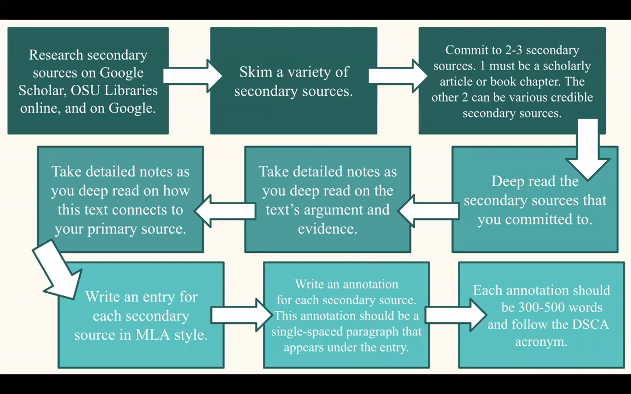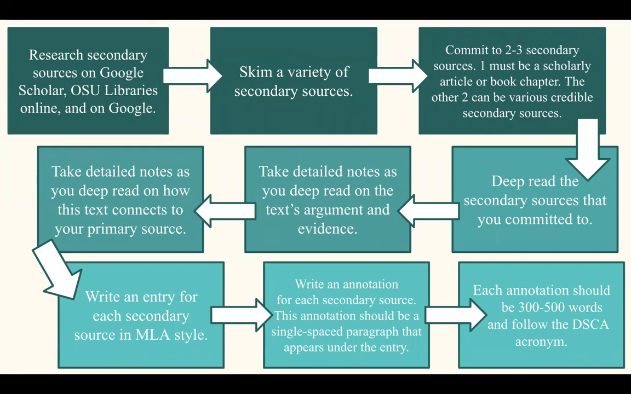You'll then want to deep read the secondary sources that you committed to, take detailed notes as you deep read on the text's argument and evidence, take detailed notes on how this text connects to your primary source, and then proceed to write an entry for each secondary source in MLA style. And then, of course, when you write an annotation for each secondary source, it should be a single-spaced paragraph that appears under the entry, with each entry being 300 to 500 words and following the DISCA acronym.